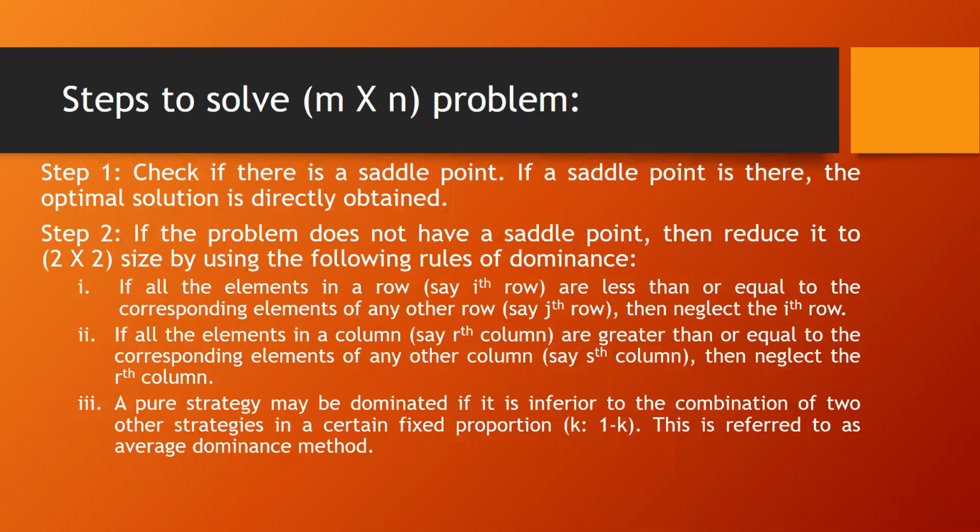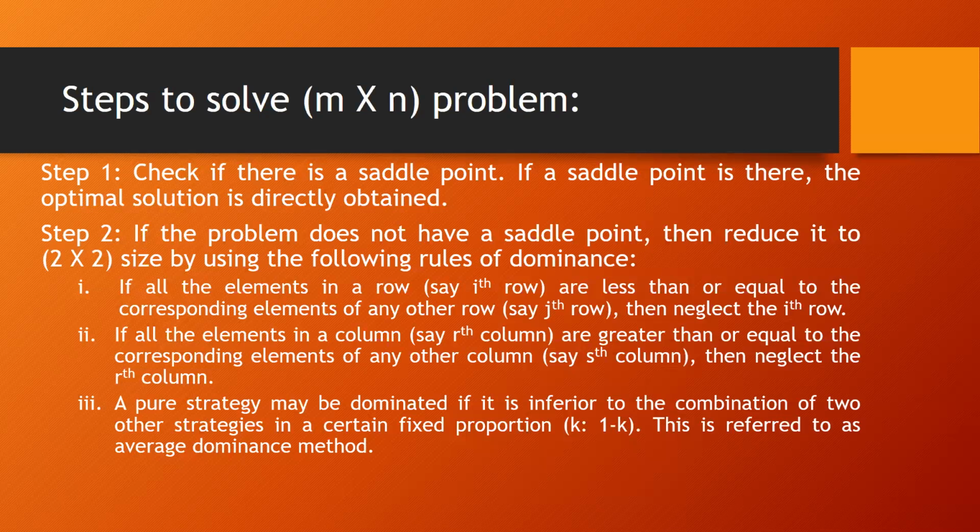In this case, suppose we have two rows and we use a fixed proportion k to 1 minus k, find the sum of the two payoffs, and then compare it with the other row or the columns. That is how we are supposed to go ahead. This will be very clear when we actually take a problem and solve it. The third point is very important in this case.